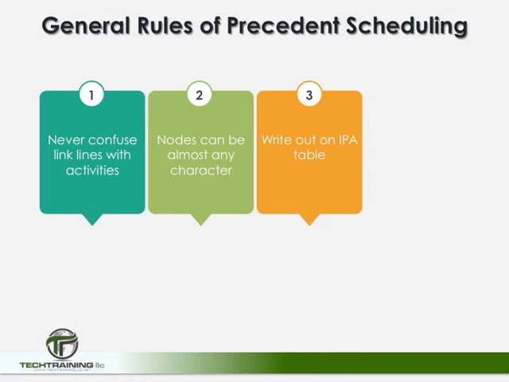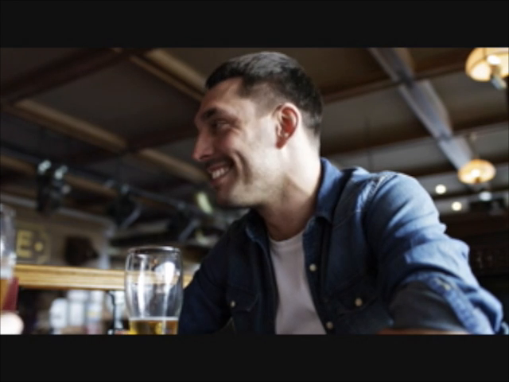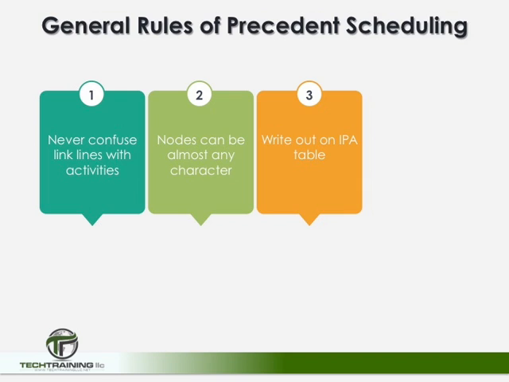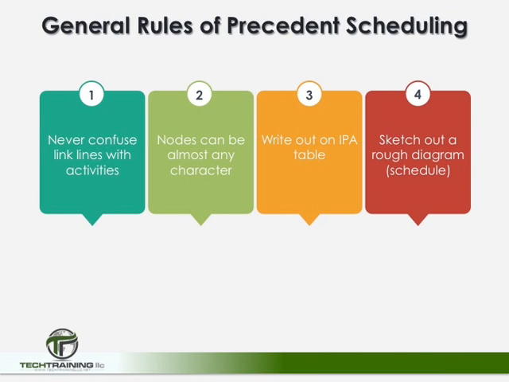Create and use an IPA table, and that is not a table that's filled with beer. It is a table with immediate preceding activities. We will be showing you the one that we'll be using for our schedule in a moment. And lastly, after completing your IPA table, draw out a rough diagram schedule. This will help you quickly identify if you have missed any activities. So now, let's go ahead and begin our schedule by taking a look at the IPA table.